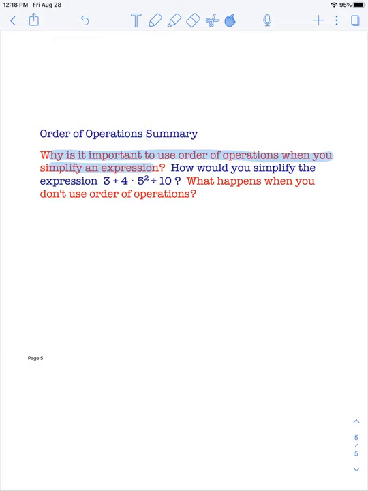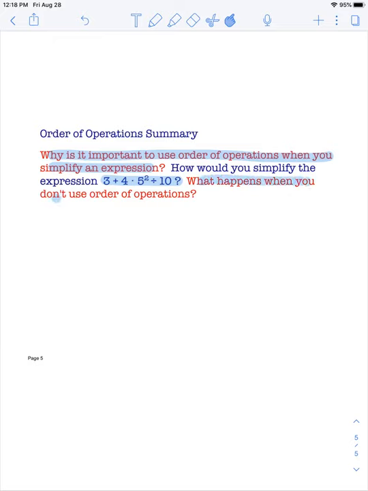How would you simplify the expression 3 plus 4 times 5 squared divided by 10? Well, you would do the 5 squared first because there are no grouping symbols, but exponents come next, so 5 squared is 25. Then you would do the multiplication and division, and you would end with doing the addition.